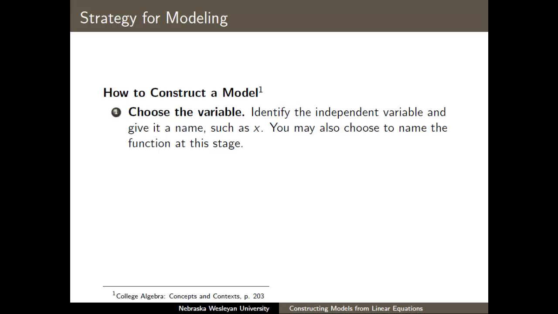You might begin by choosing the variable. Try to identify the most basic element of the problem over which you have control, and make that your independent variable. Make that your input to the function you're trying to build. And also decide at this moment what the output of the function will be. What is it that you're trying to really describe in terms of this variable x?